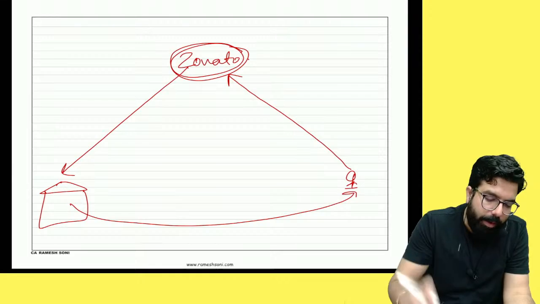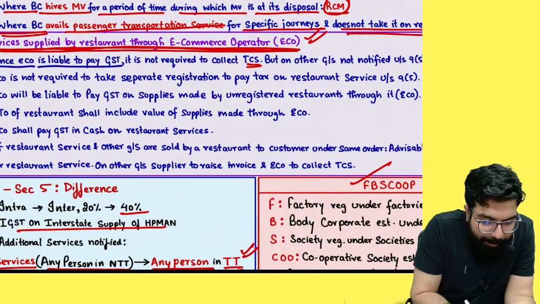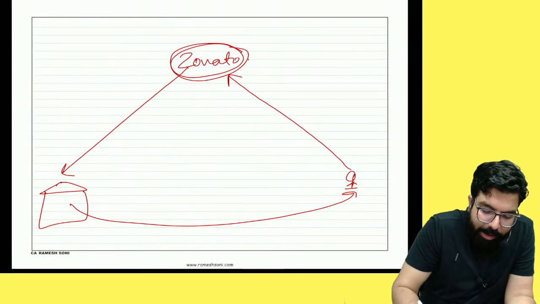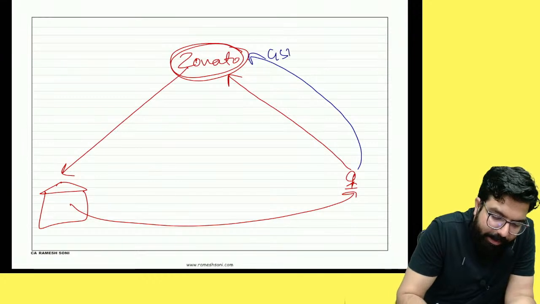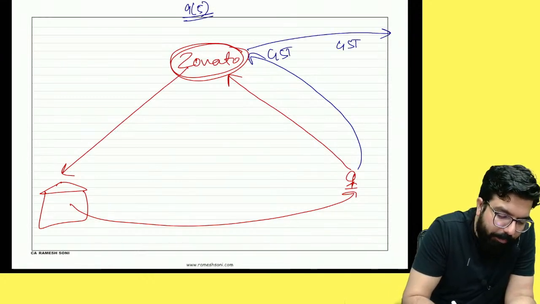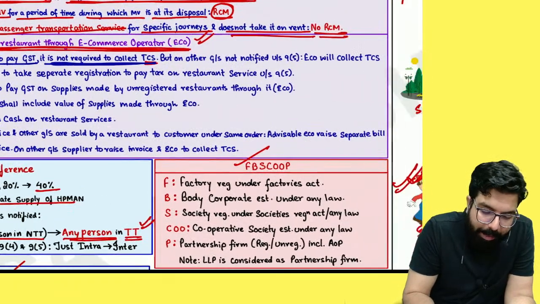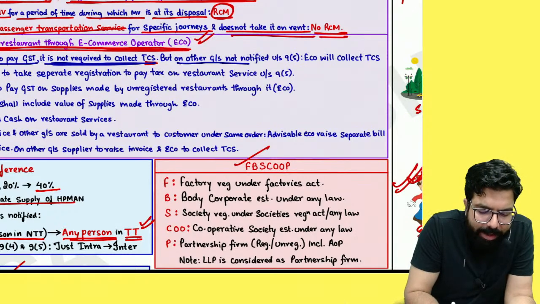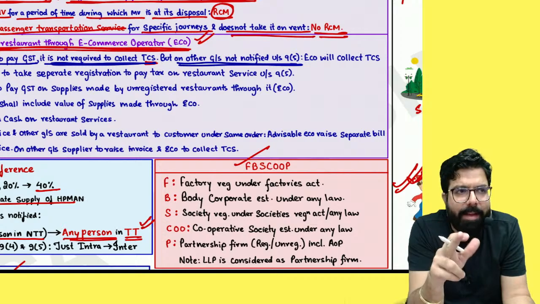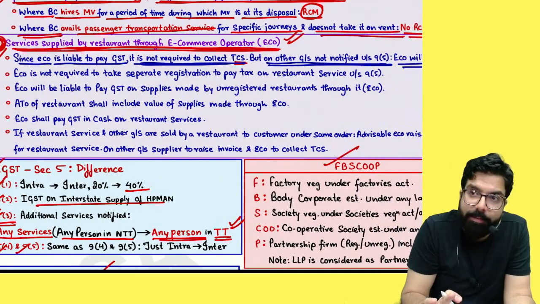Now, everyone over here. First circular: since e-commerce is liable to pay GST, it is not required to collect. My question is, e-commerce will collect the GST and pay the GST to the government. Is it a 9.5 supply? Yes or no? Will there be any TCS? So, clarification: but if there is any other goods and service other than 9.5, then is TCS applicable? E-commerce will have to collect TCS. But on restaurant service, no.